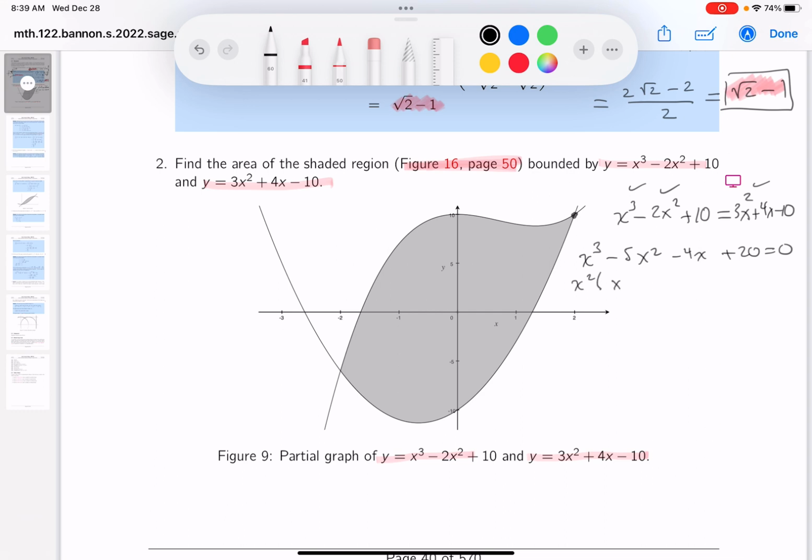Let's see, you would get x minus 5. Over here, I'm going to factor out a minus 4. And you would get x minus 5. Let's keep going. I get x minus 5 times x squared minus 4, which is x plus 2, x minus 2.